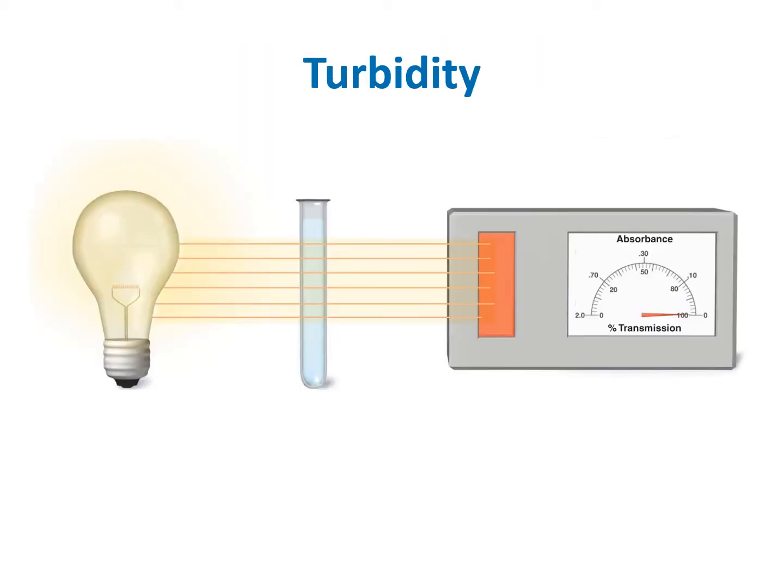The last method that we want to talk about is a turbidity measurement. You might remember from lab that turbidity refers to the cloudiness of a solution. To measure turbidity, we're going to use a special machine called a spectrophotometer. And the layout for these devices is basically the same.